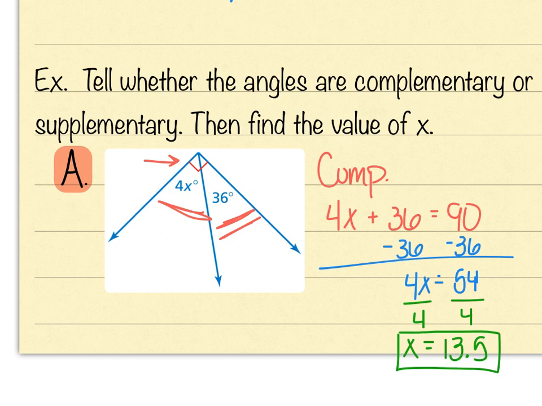So again, to recap, I know they're complementary because they make a 90-degree angle. I add those two angles together and set it equal to 90 to make this equation. And so that equation step is super important because without this equation, you're probably not going to be able to get that 13.5. But once I set up this equation, it's really easy for me to solve it and get 13.5 for x.